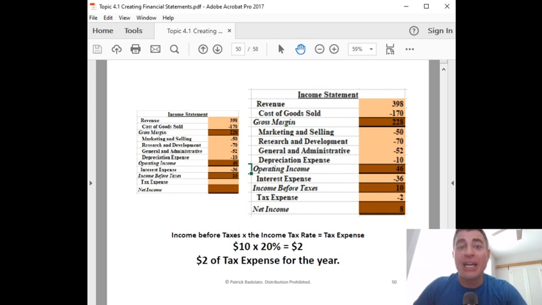Ultimately, what am I going to do there? Then I get income before taxes. My tax expense, as we just showed, is $2, which gives me my bottom line net income. What's net income? Revenue minus all expenses, whether they're operating or not, gives me my bottom line net income, in this case of $8. We're still not done.